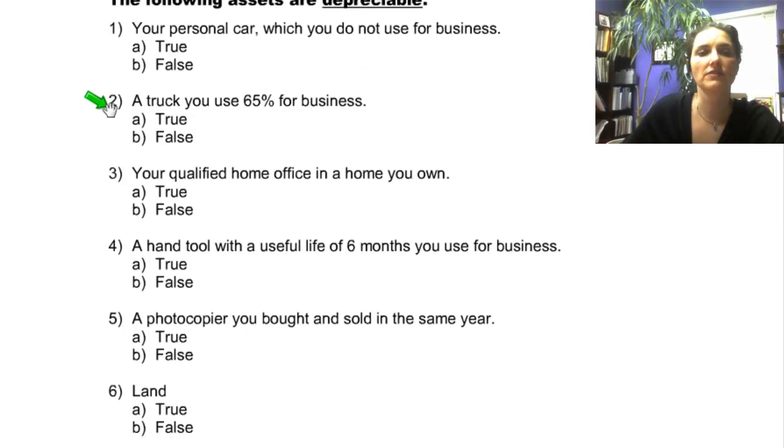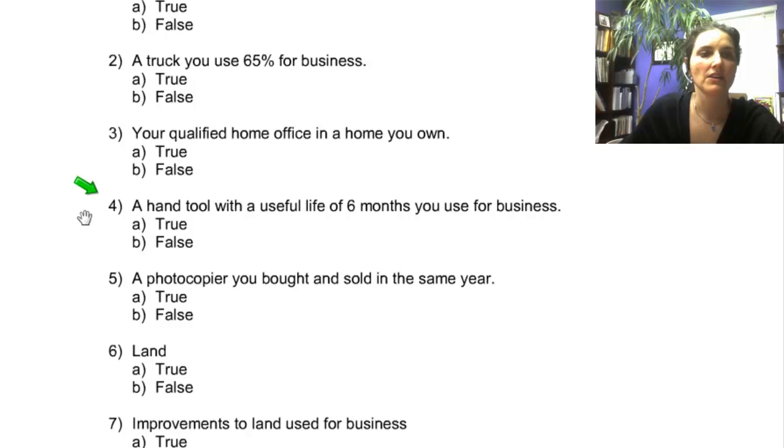Number 2, a truck you use 65% for business. Yes, that is depreciable, so that is a true statement. Number 3, your qualified home office in a home that you own. Is it depreciable? Yes, it is. That is a true statement. Number 4, a hand tool with a useful life of 6 months that you use for business. Is that depreciable? The answer is false. No, it is not. Property must have a useful life of more than a year. It cannot have been placed into and taken out of service in the same year. So 6 months of use definitely is not more than a year. It is not depreciable. Number 5, a photocopier you bought and sold in the same year.